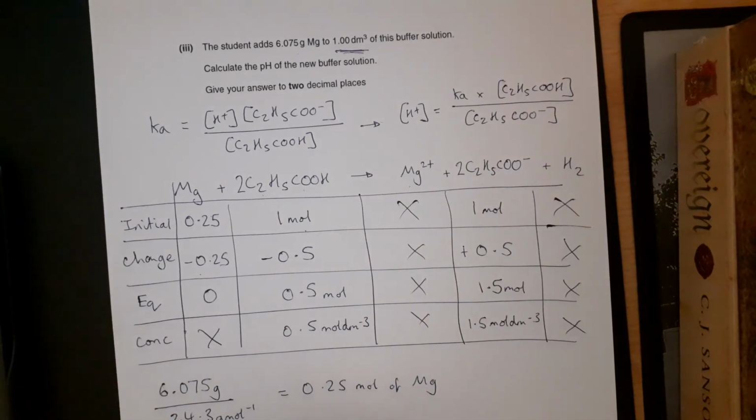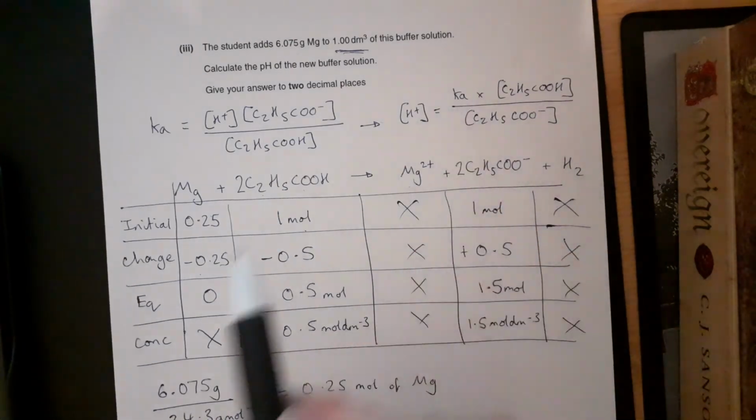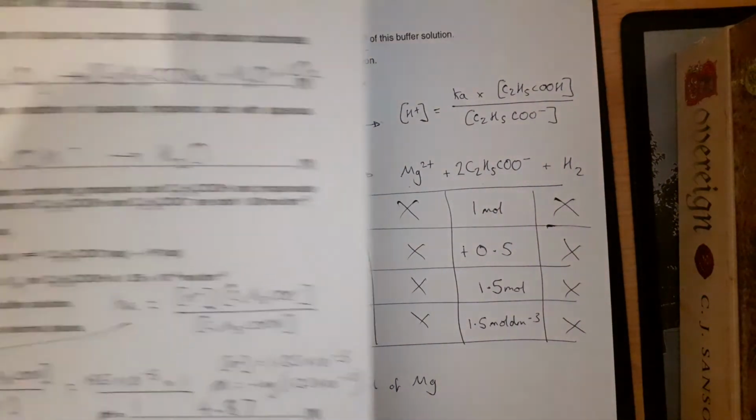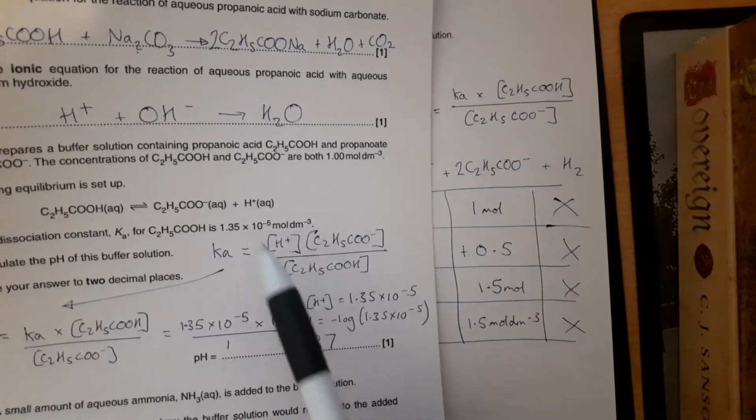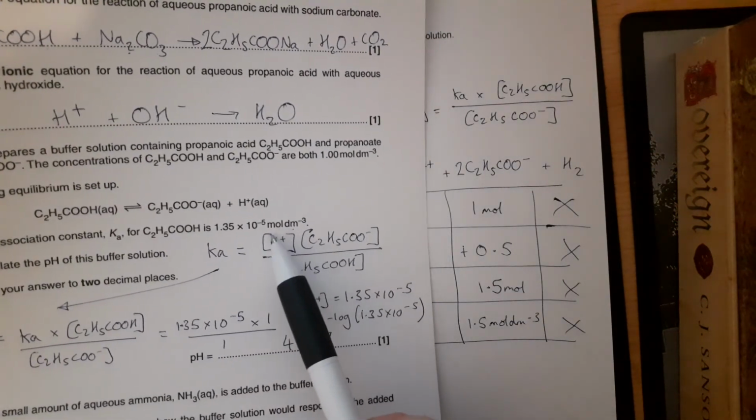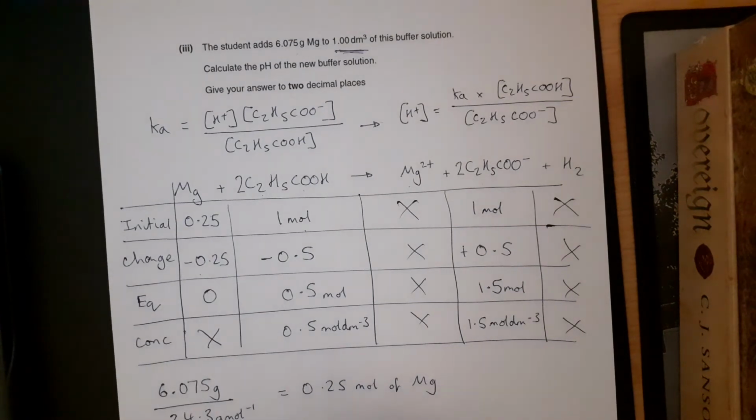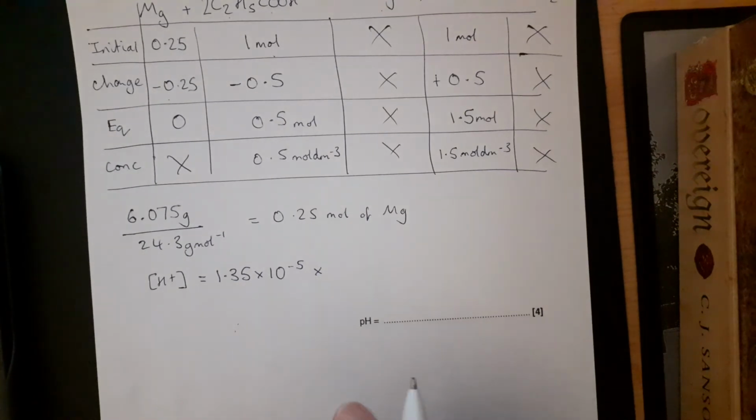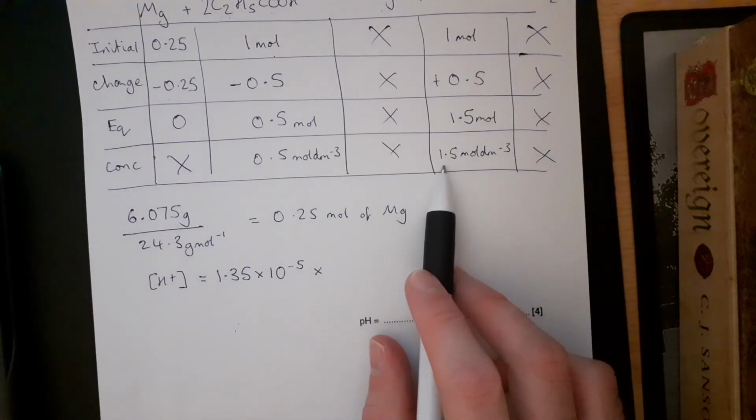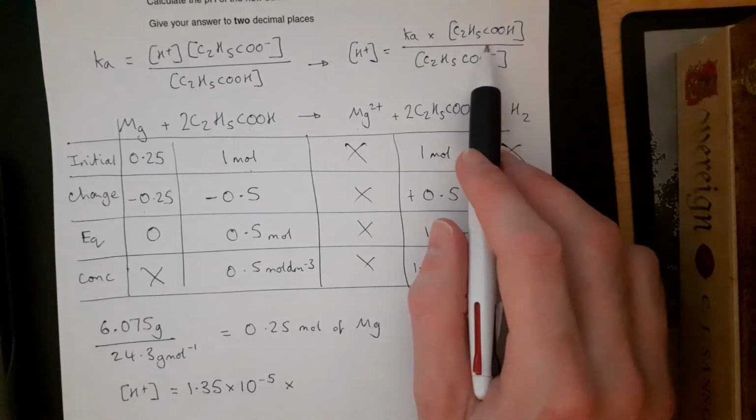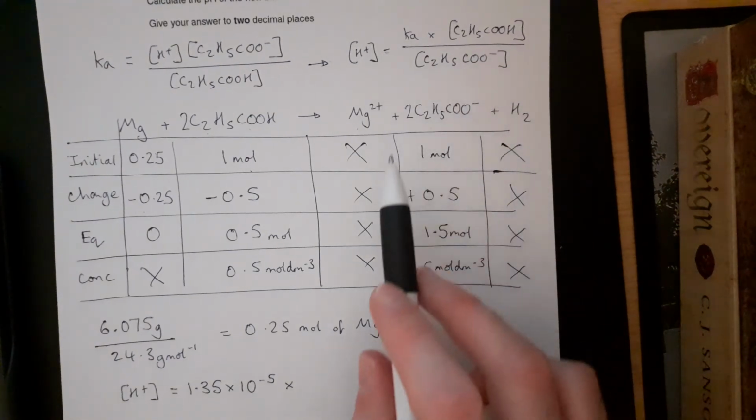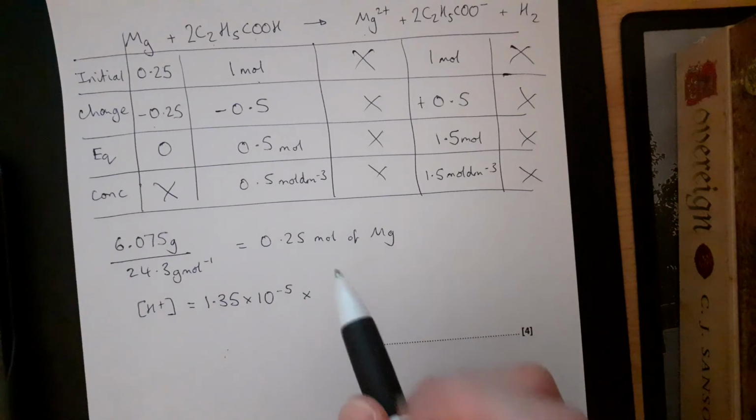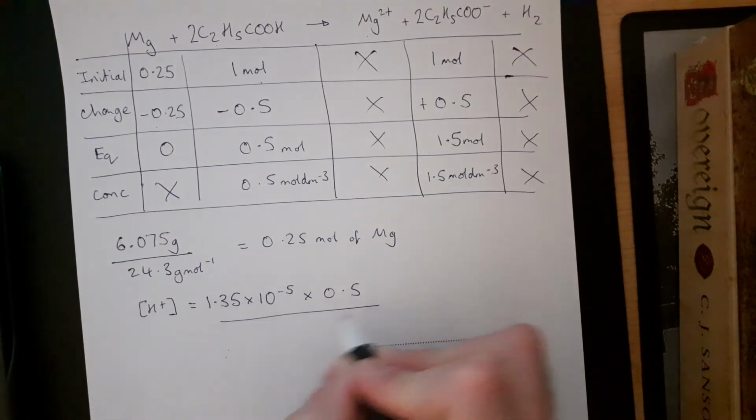So the H plus is going to be equal to the Ka value, which again was on the previous part of the question. So again, we do need to keep looking back here. Here's our Ka, 1.35 times 10 to the minus 5. Okay, this is a habit that you want to get into, is if you get stuck, go back and look at the previous part of the question. So we're going to put that in, and then we're going to put these, make sure we get these in the right places. So we want the acid concentration on the top. So that is this one, 0.5. So it's going to be times 0.5 and then divided by 1.5.